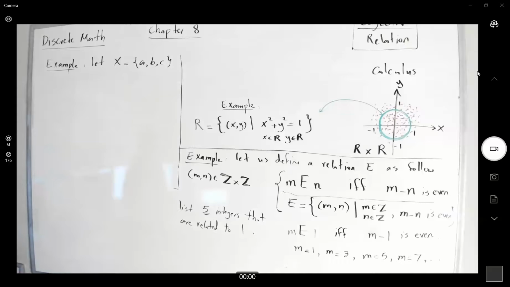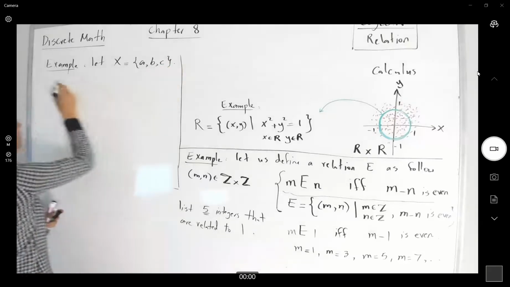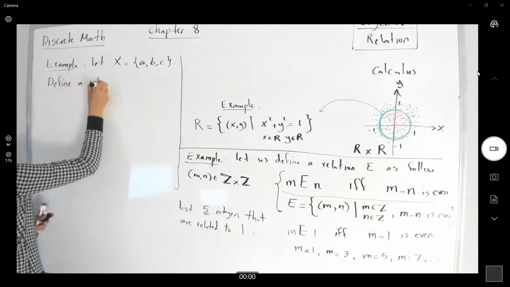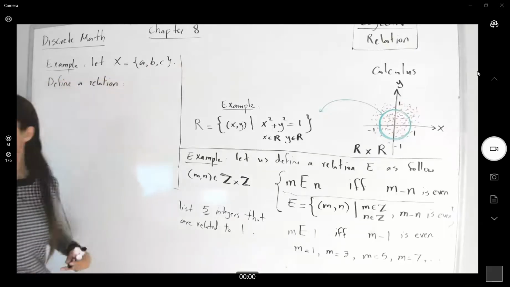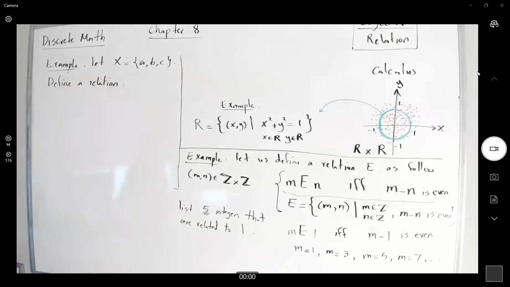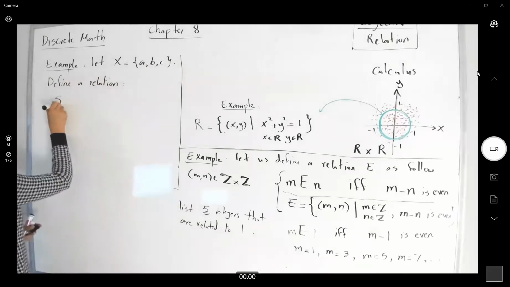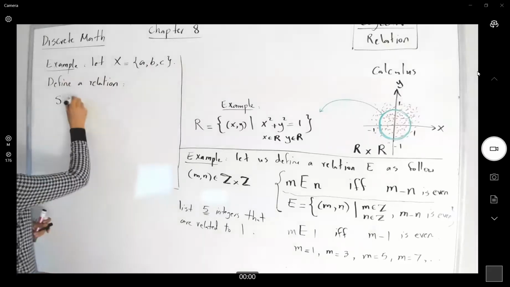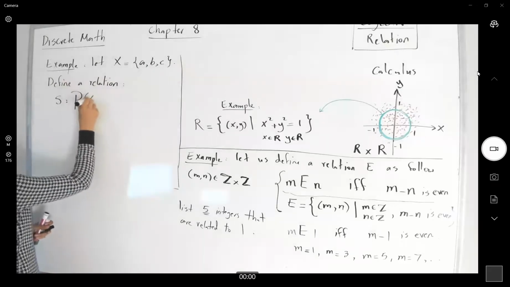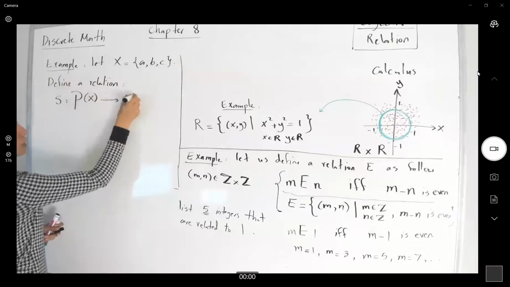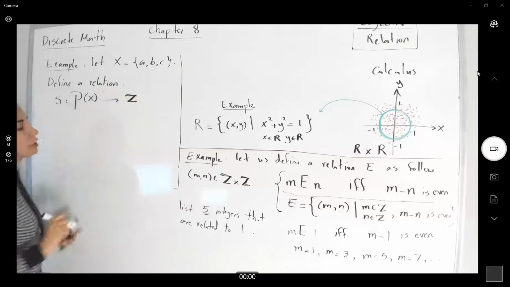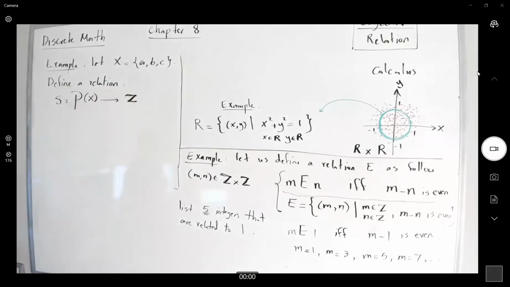It also says to define a relation as follows. This relation is S, from the power set of X to Z. So it's the relation that we're trying to define. This relation is defined as follows.